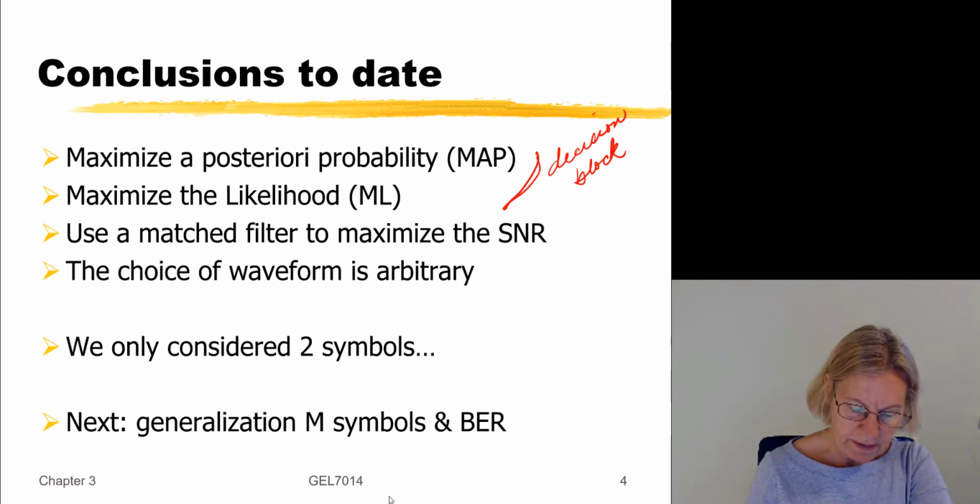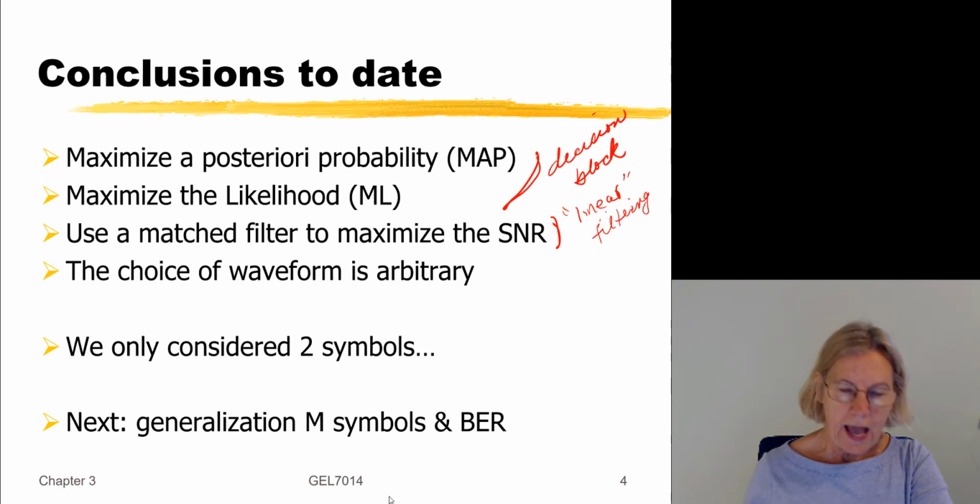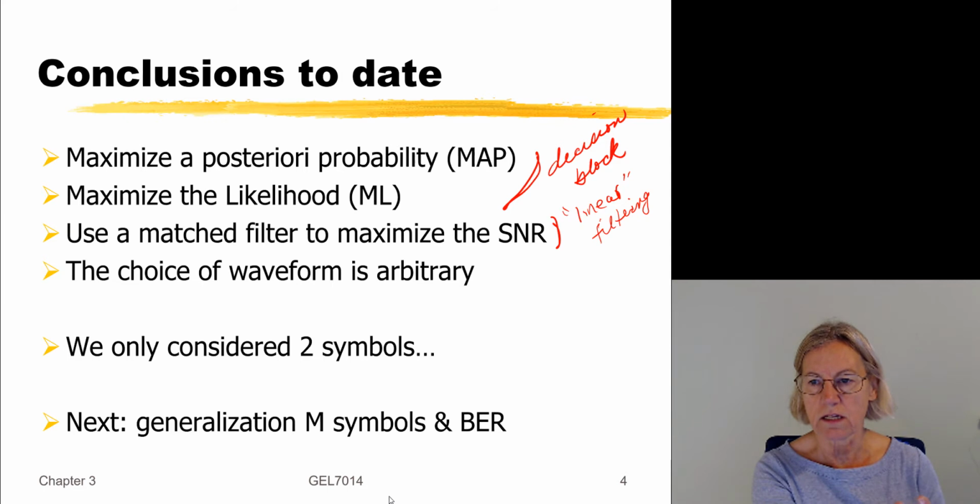Now we also said that the receiver had a filter, and this is the linear part of the receiver, or the filtering. And we saw that if we know that we're dealing with additive white Gaussian noise, and we want to do the best we can in terms of having a filter that enhances the signal and diminishes the noise, the best we can do is use a filter matched to the waveform of the symbol that's transmitted.